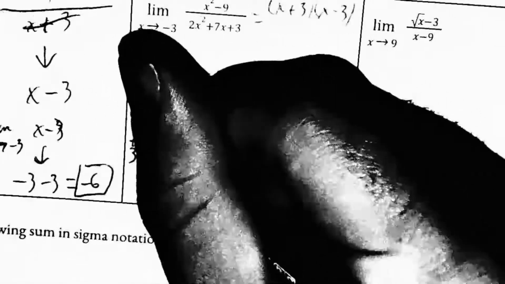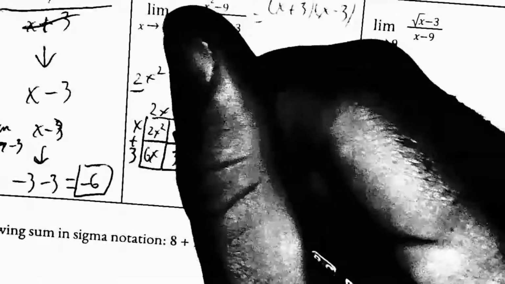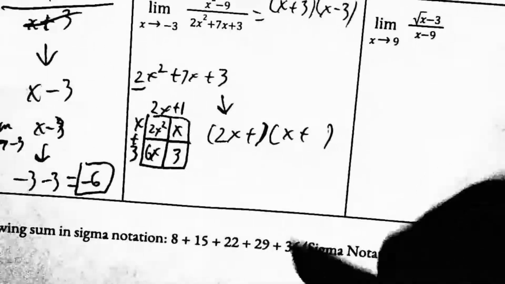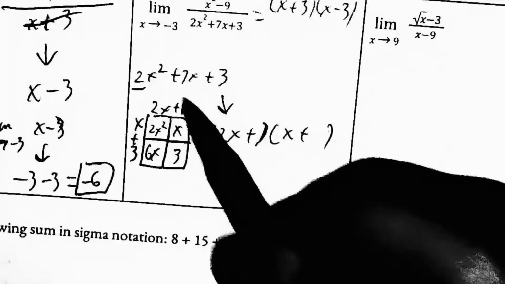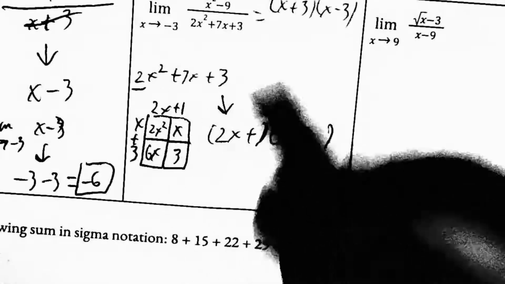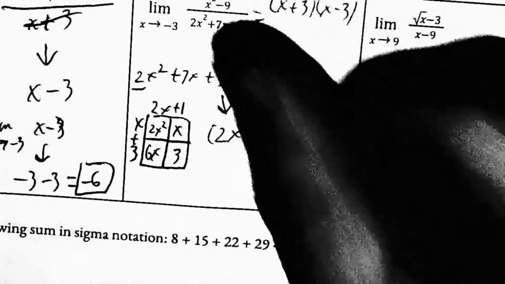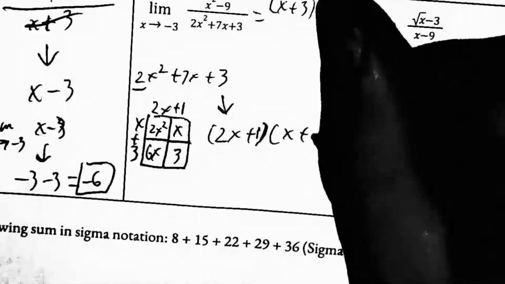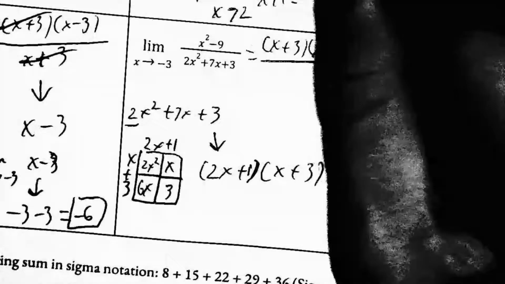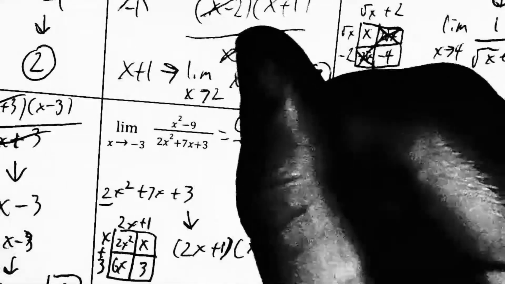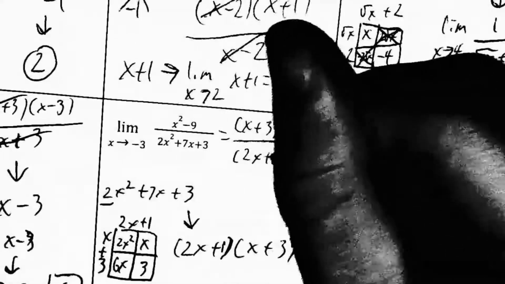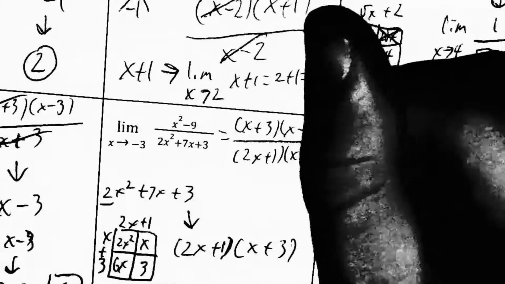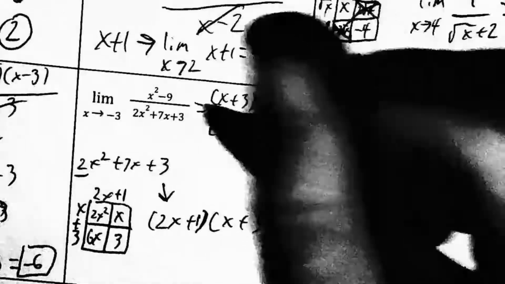3 times 2x is 6x. X times 1 is just x. This is it. When I add these up, I'll get this. 2x squared plus 7x plus 3. So we got 2x plus 1 and x plus 3. So that goes back up here. 2x plus 1, x plus 3. Again, cancel.